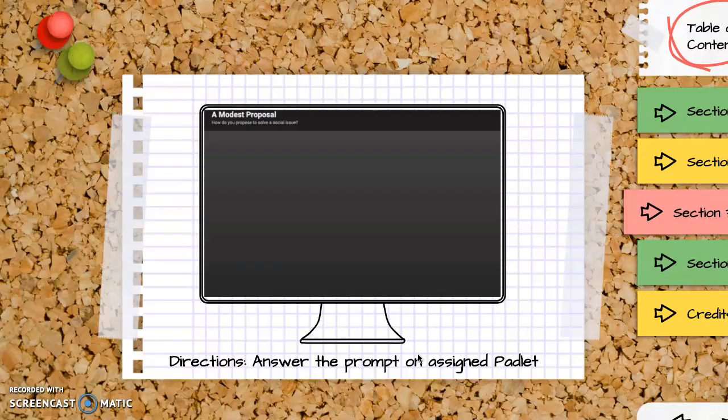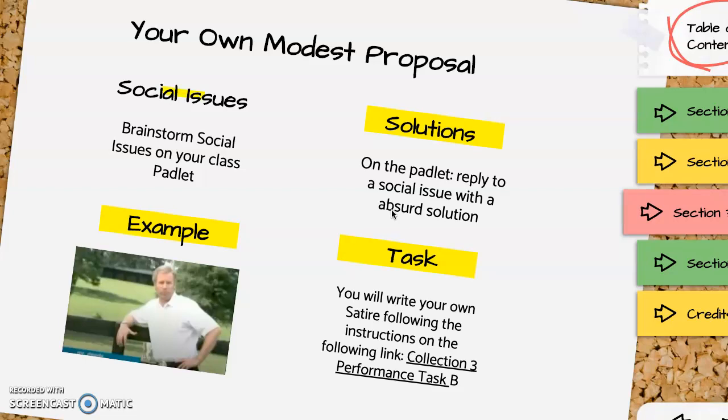These are your communication assignments. Here's a Padlet. Again, you'll just need to make your own Padlet, and then the students can respond there. A final cumulative activity could be for the students to write their own modest proposal. So they could brainstorm social issues on that classroom Padlet, and then they can reply to each other on it, and they could come up with an absurd solution for one of those social issues.